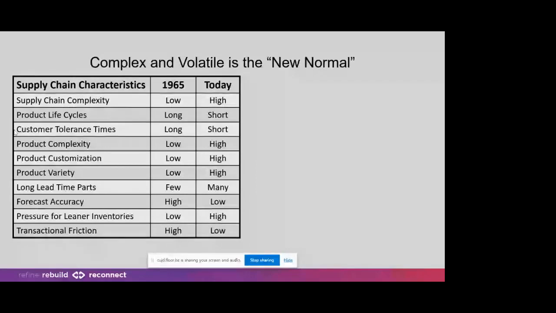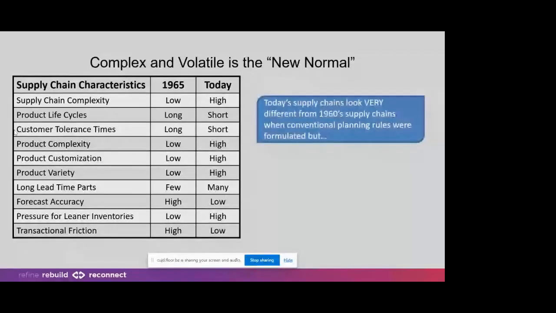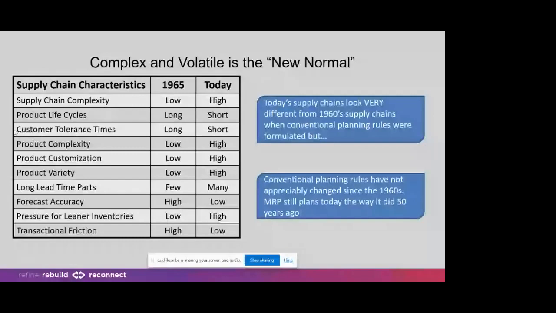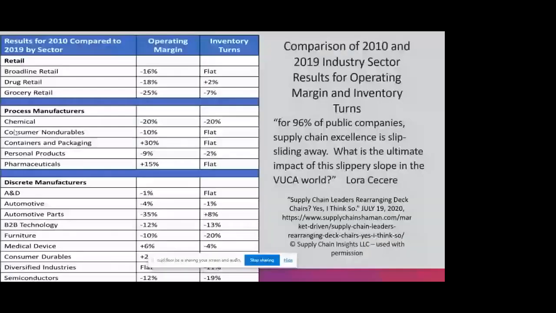So in 1965, it was very different. Where we are today is opposite. So our supply chains look very different, but all of our rules, all of our tools, and all of our processes were really basically developed in the 50s, codified in the 60s, and commercialized in the 70s when Joe Orlicky wrote the book MRP. So MRP, our tools are still planning the same way it did 50 years ago. Well, how's that working for us?